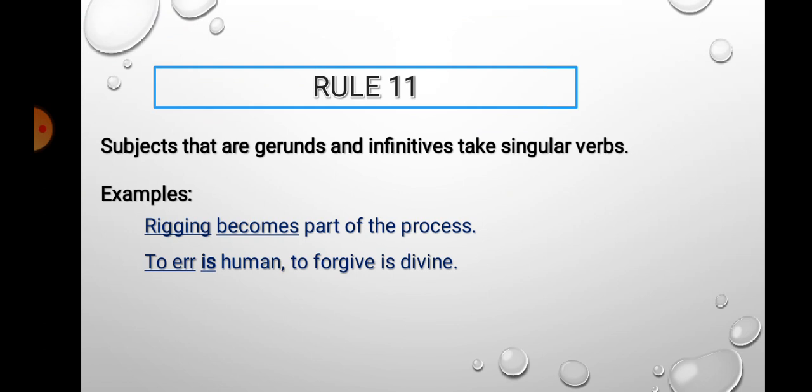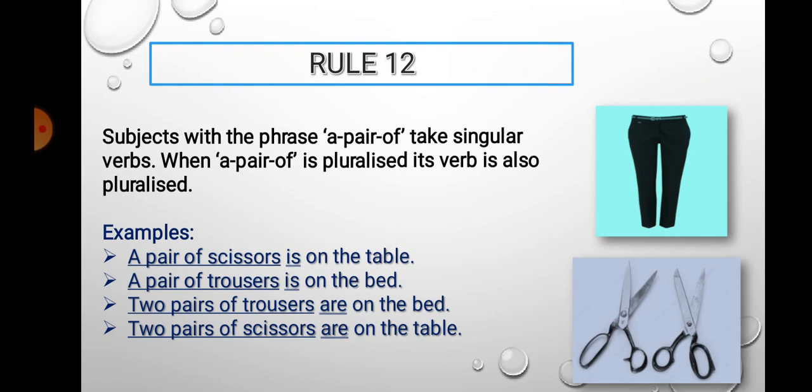To err is human. To forgive is divine. Good. Finally, we have Rule 12 that says subjects with the phrase a pair of take singular verbs.